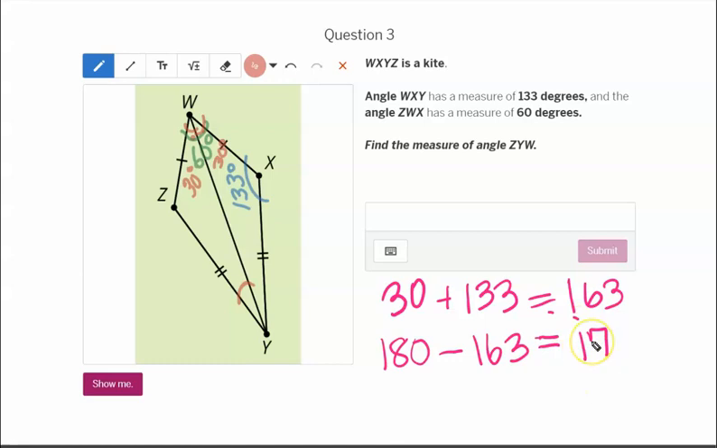So 17 degrees is going to be this angle right here. And if we know that that one is 17 degrees, then we know that this one that we were looking for here is also 17 degrees. So the answer here would be 17 degrees.